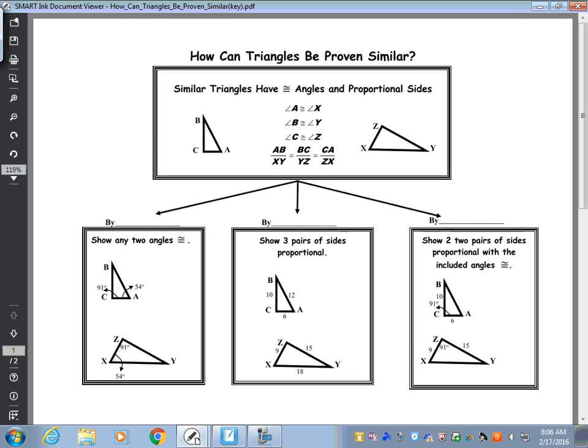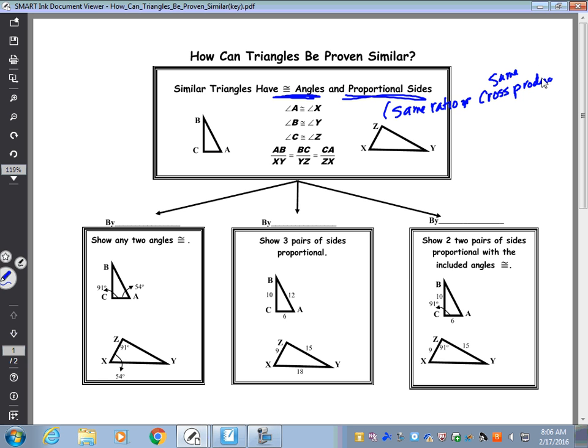Alright guys, we're going to get into proving triangles. We talked about this fact yesterday on your video. Similar triangles have congruent angles, so this is important, and proportional sides. How do we know something is proportional? Hopefully you remember it has the same ratio, or cross product, or same multiple. Same cross product.